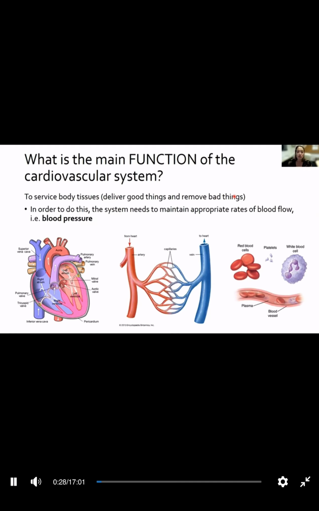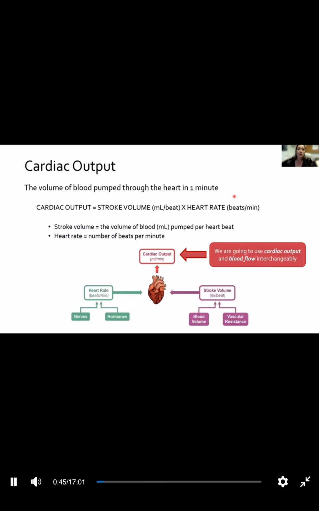So what is the main function of the cardiovascular system? It is to service the body tissues, delivering good things and removing bad things. In order to do this, the body has to maintain appropriate rates of blood flow, and we call that blood pressure. So the first component of blood pressure that I'm going to introduce to you is called cardiac output.